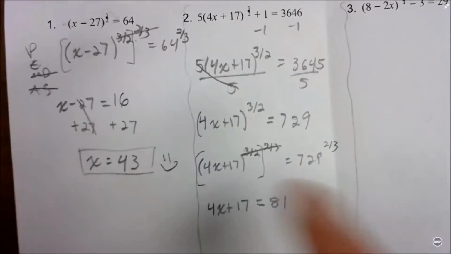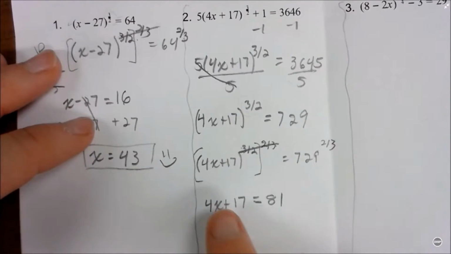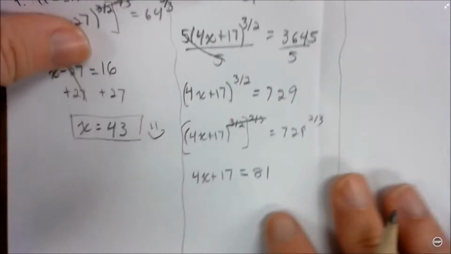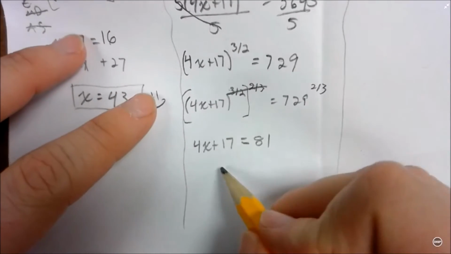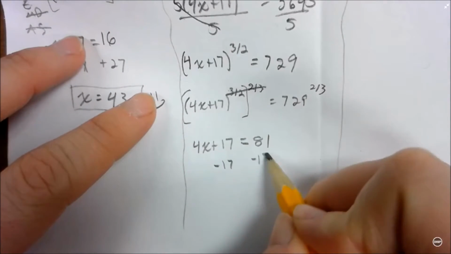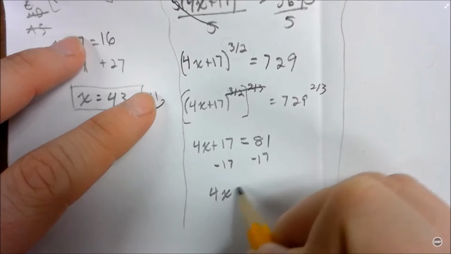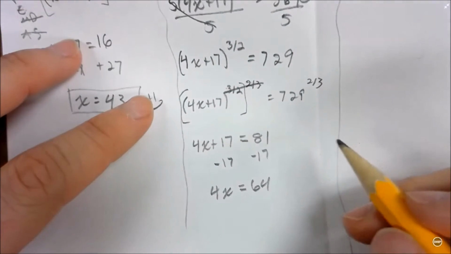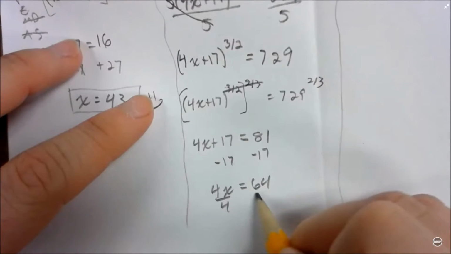Okay, so then I just have a linear equation left. So I just subtract 17 and then divide by 4. Scoot this up a little bit. So minus 17, 4x equals 64, and then divide by 4.